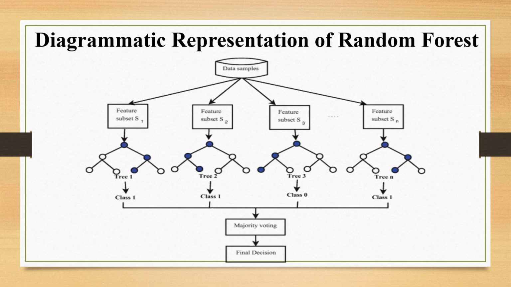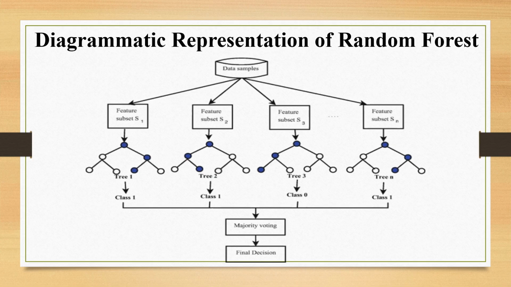Here is the diagrammatic representation of random forest. By using an example, we can easily understand the diagrammatic representation. Now we are going to consider an example. Suppose there is a data set that contains multiple fruit images, which we are going to give as data samples. This data set is given to a random forest classifier.